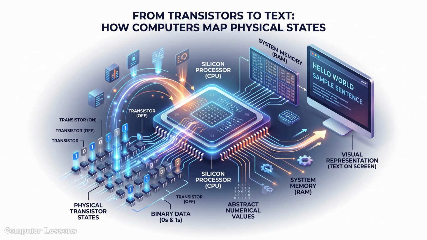Silicon processors possess no inherent concept of human language or visual symbols. Every letter, word, and sentence exists as a series of abstract numerical values within system memory. This mapping converts the physical state of transistors into the text seen on a computer screen.